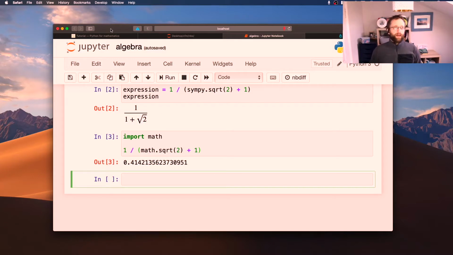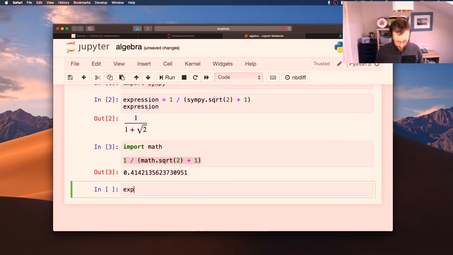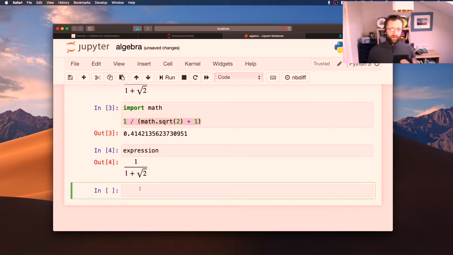All right? Now, here I just calculated it and threw it away, essentially. Here I assigned it to this variable called expression. So I can always just come back to expression and see it. One of the nice things about using Jupyter is that the mathematics is automatically rendered in a way that looks nice. And this actually uses LaTeX underneath.